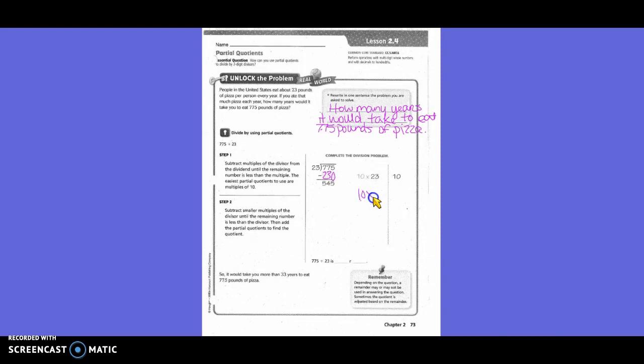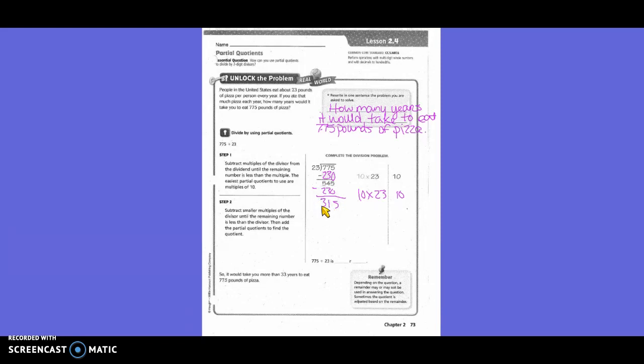So 10 times 23, and we said that was what? 230. So I'd mark my 10 over here. Then I subtract. 5 minus 0 is 5. 4 minus 3 is 1. 5 minus 2 is 3.